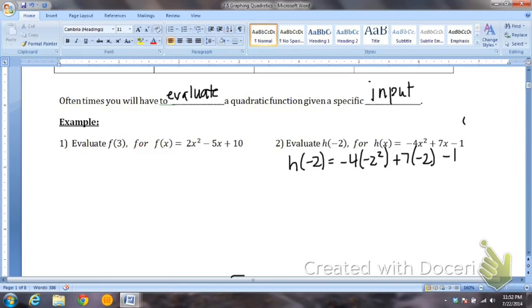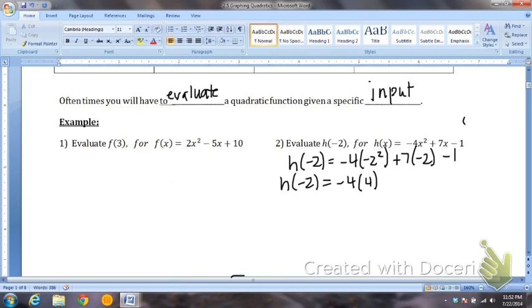So the first thing I always like you to do is just to write it in there. Remember, the left side of the screen isn't going to do anything. It's just the label. Alright, so h of negative 2. We know that negative 2 squared is 4. And then I'll have negative 4 times 4.